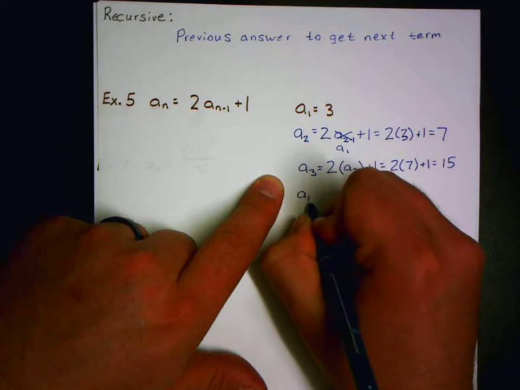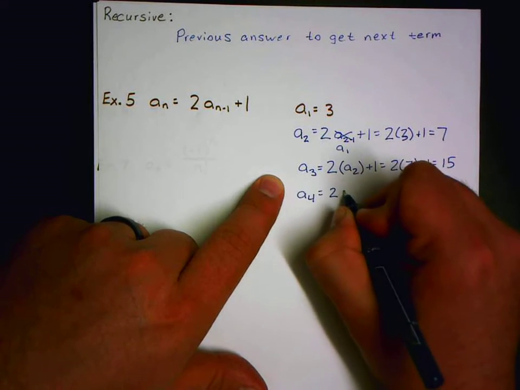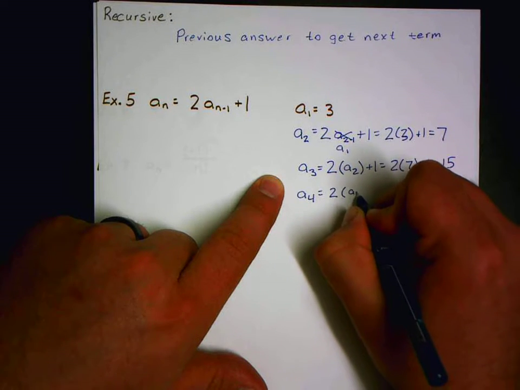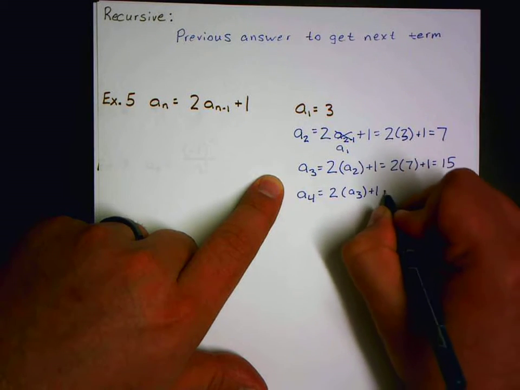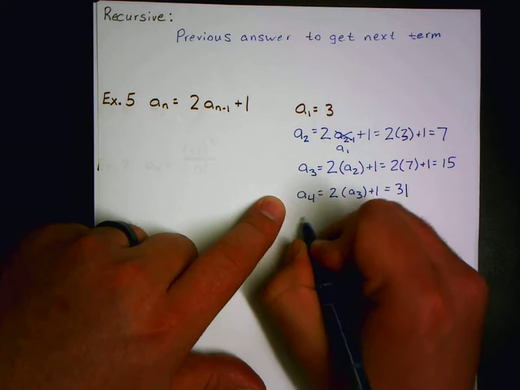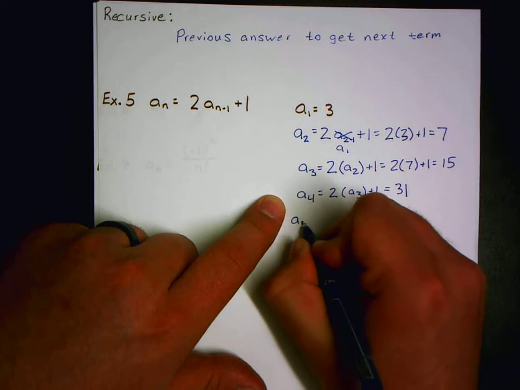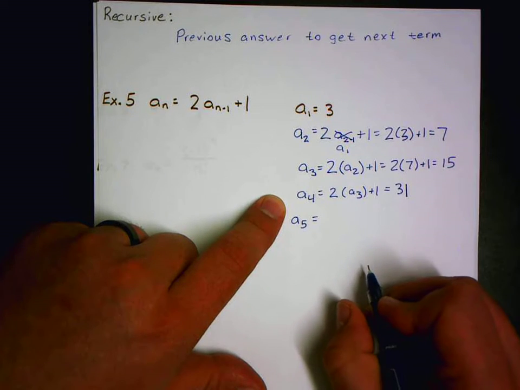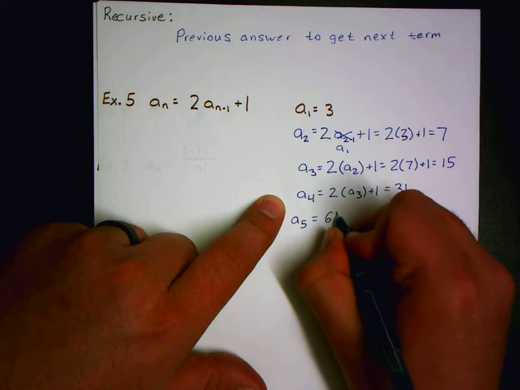To find A sub 4, I have to plug A sub 3 in. And A sub 5, same thing. So A sub 5 would be 2 times 31 plus 1, so it'd be 63.